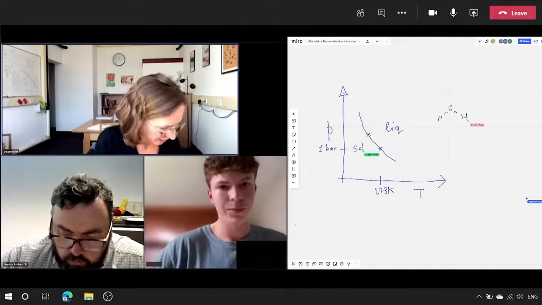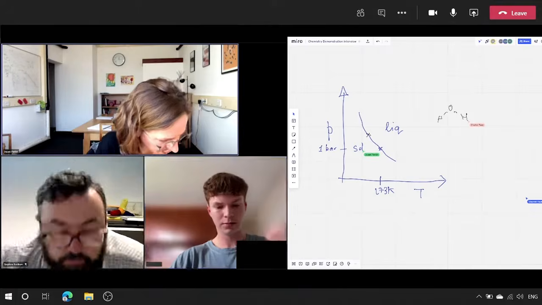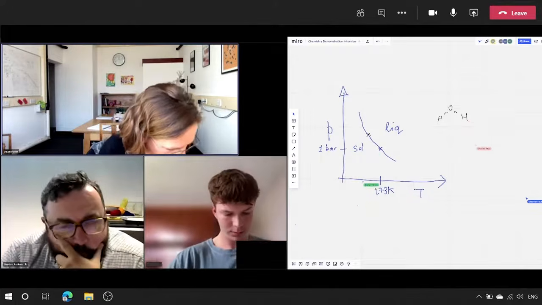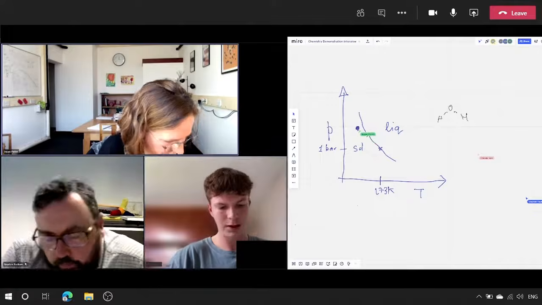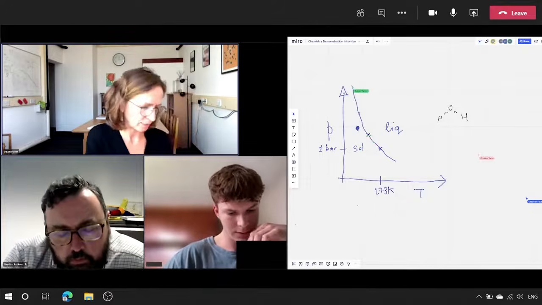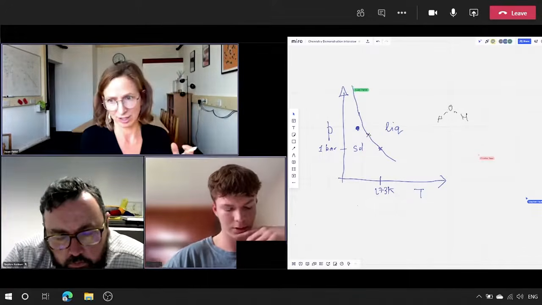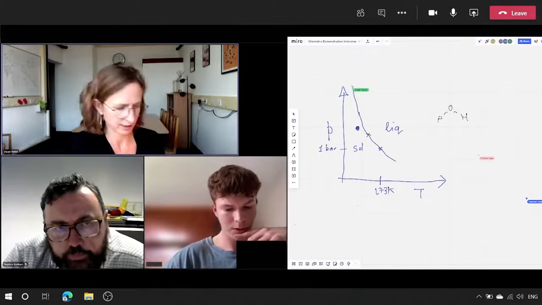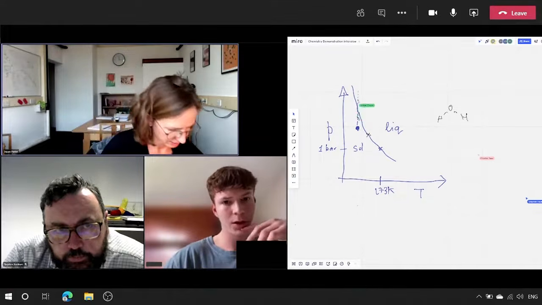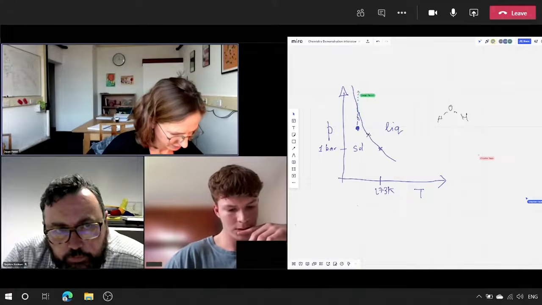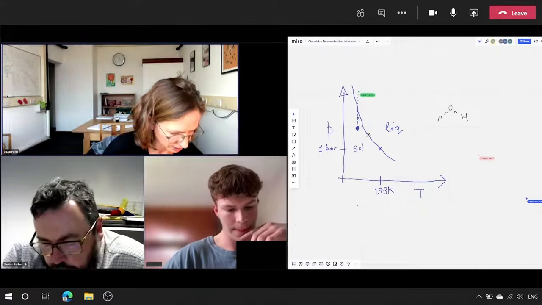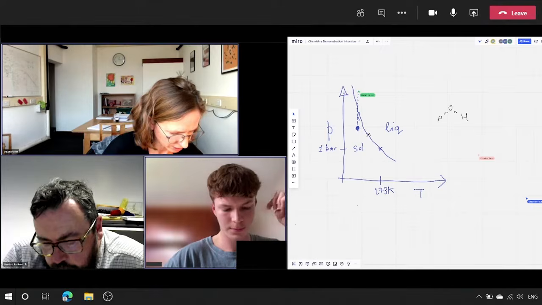If we imagine having some ice at the point where I'm marking now on the diagram. So we've got some ice here, and we're going to increase the pressure of ice at constant temperature. So we're going up here. At some point, by increasing the pressure, we can cause the ice to liquefy. Okay. Does that help you?